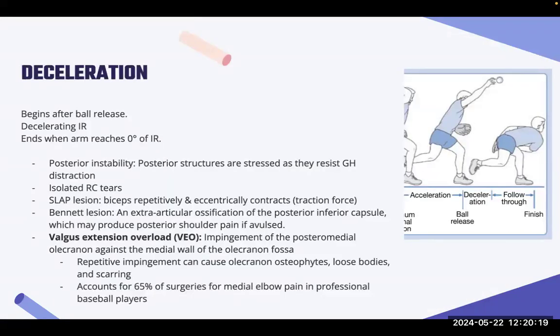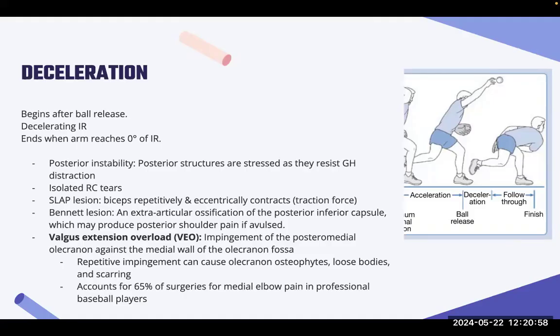Then we get to the deceleration phase. So the deceleration phase, again, remember, begins after the ball release because that's where acceleration ends, and then ends when your arm reaches 0 degrees of internal rotation. And so when you're in this phase, you're internally rotating, but you're decelerating. And so that's when you're going to get a lot of posterior instability because the posterior structures are resisting glenohumeral distraction. You're about to go through your follow through, so it's going away from your body, and so all your structures in your shoulder are trying to keep everything held back.